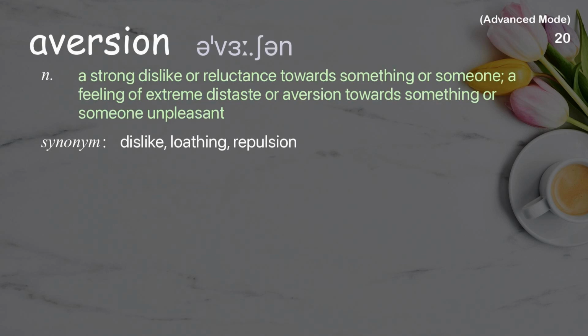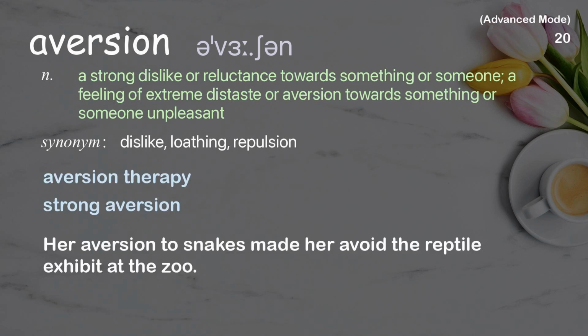Aversion. A strong dislike or reluctance towards something or someone. A feeling of extreme distaste or aversion towards something or someone unpleasant. Examples: Aversion therapy, strong aversion. Her aversion to snakes made her avoid the reptile exhibit at the zoo.